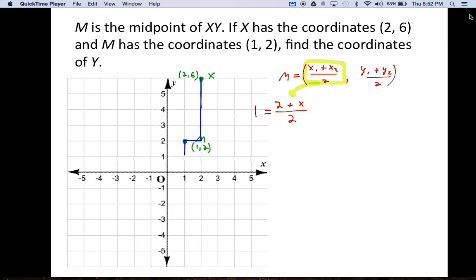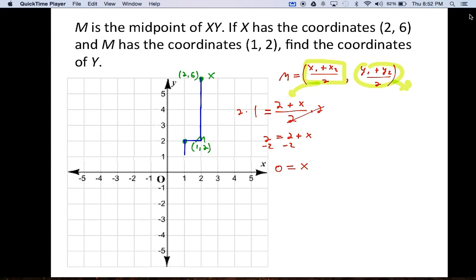So, I can solve that equation by multiplying both sides by 2. Those cancel out, times by 2. And now I get 2 equals 2 plus x. Subtract 2, I get 0 equals x. So the other endpoint's x coordinate is 0. And then I can do the same thing with y. So I'm going to take this equation right here now and pull that out.